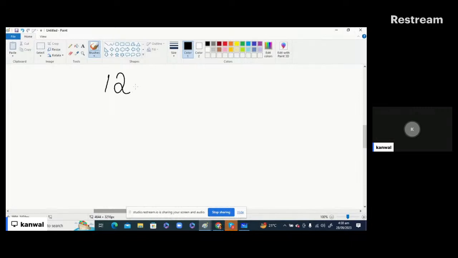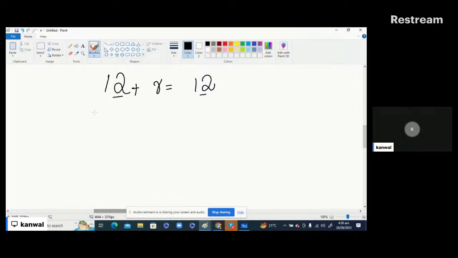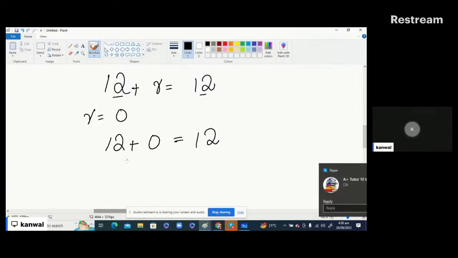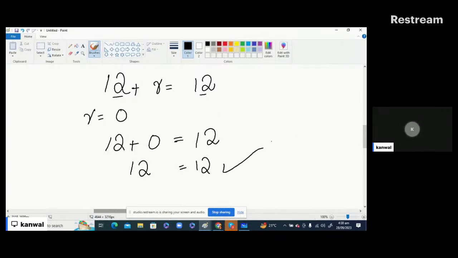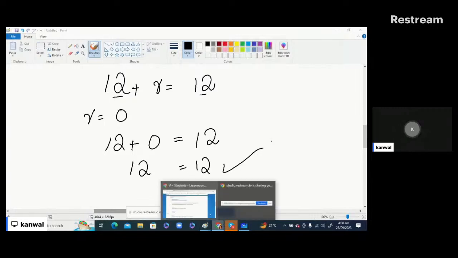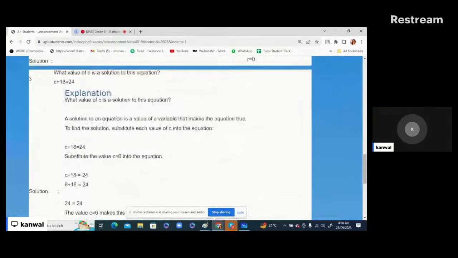So which value of r do you put here to get the same answer? R equals 0, because here it is addition. So 12 plus 0 equals 12. It means that when you add 0 to something, you get the same answer. So in this way your equation is satisfied. Got it? All right, hope you guys understand this.